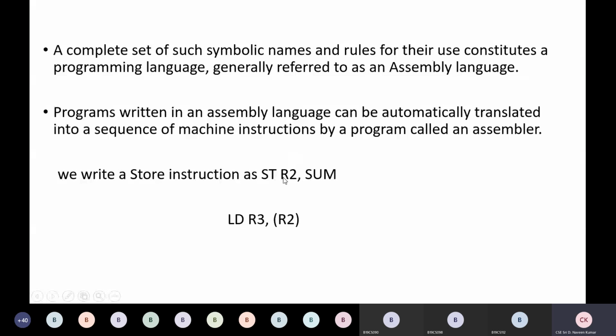Okay, so when I say store, value in R2 maybe 50 is written into, copied into some variable referring to main memory. Remember, programs written in assembly language can be automatically translated into a sequence of machine instructions. This is done by a program called an assembler. So who will do the conversion from assembly language to machine instructions? It's done by the assembler. This is a program.